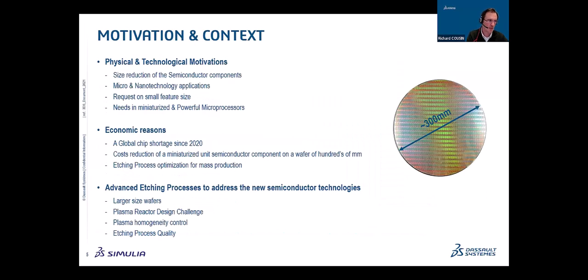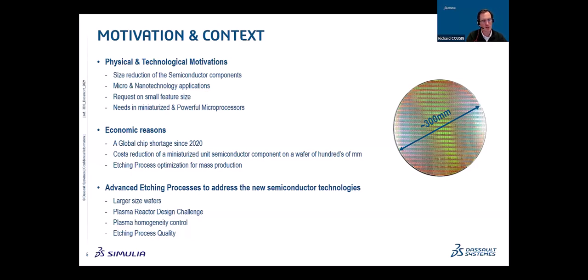The motivation and the context, there are three main parts here: physical and technological motivations. There are also economic reasons, and advanced etching processes, which also need to be addressed by the simulation. Regarding the technological motivations, more and more the semiconductor components are getting smaller and smaller to address the applications related to micro and nano technologies, and there are requests on small feature size.